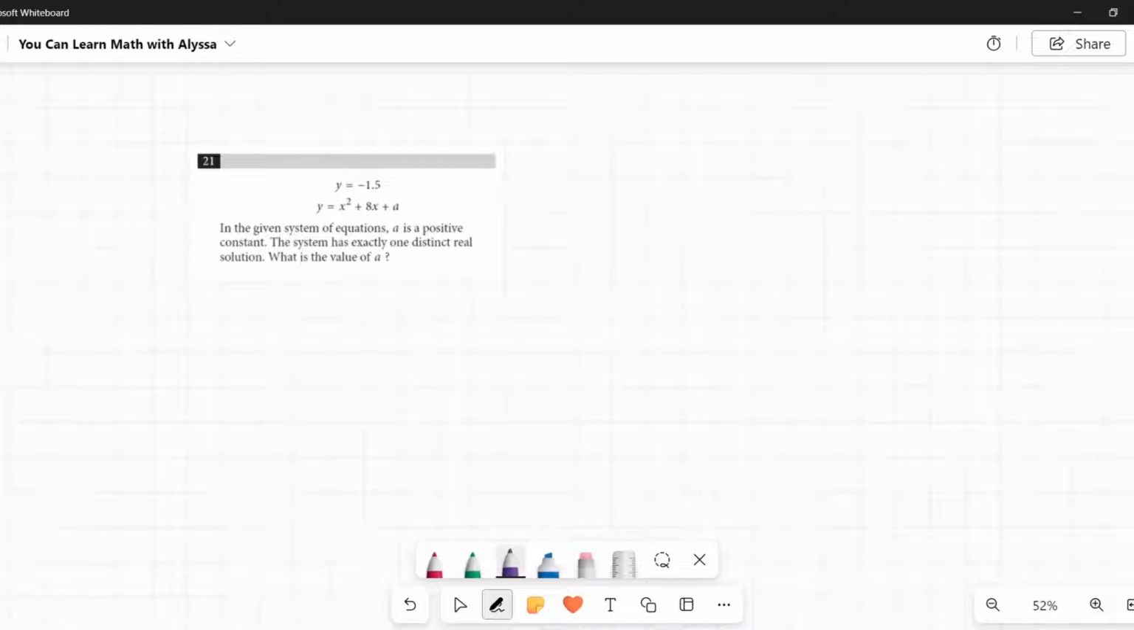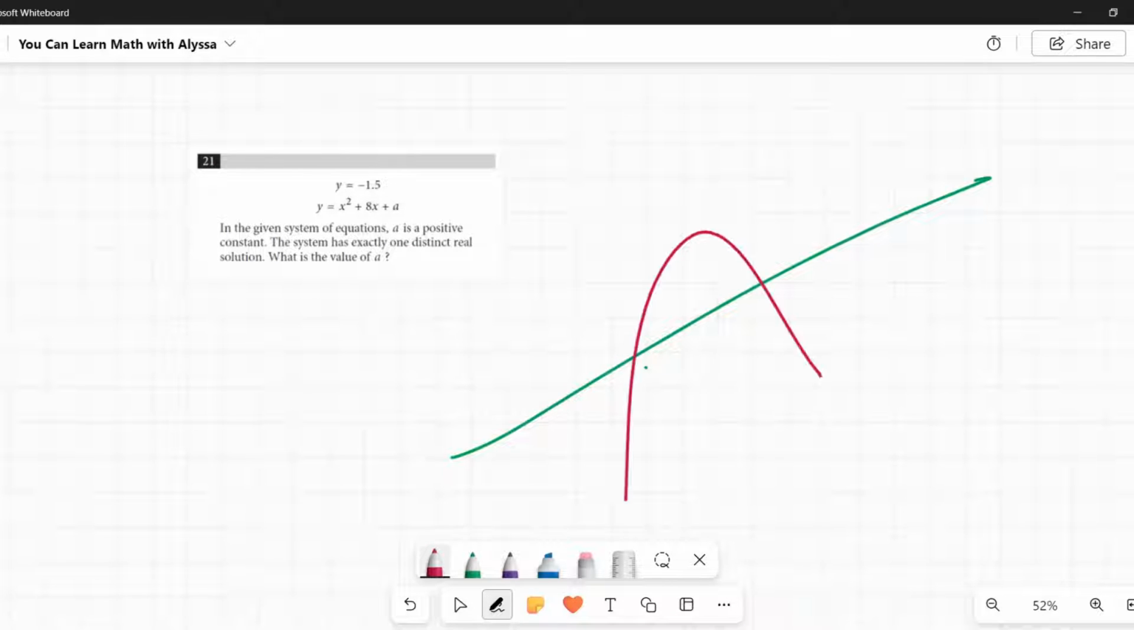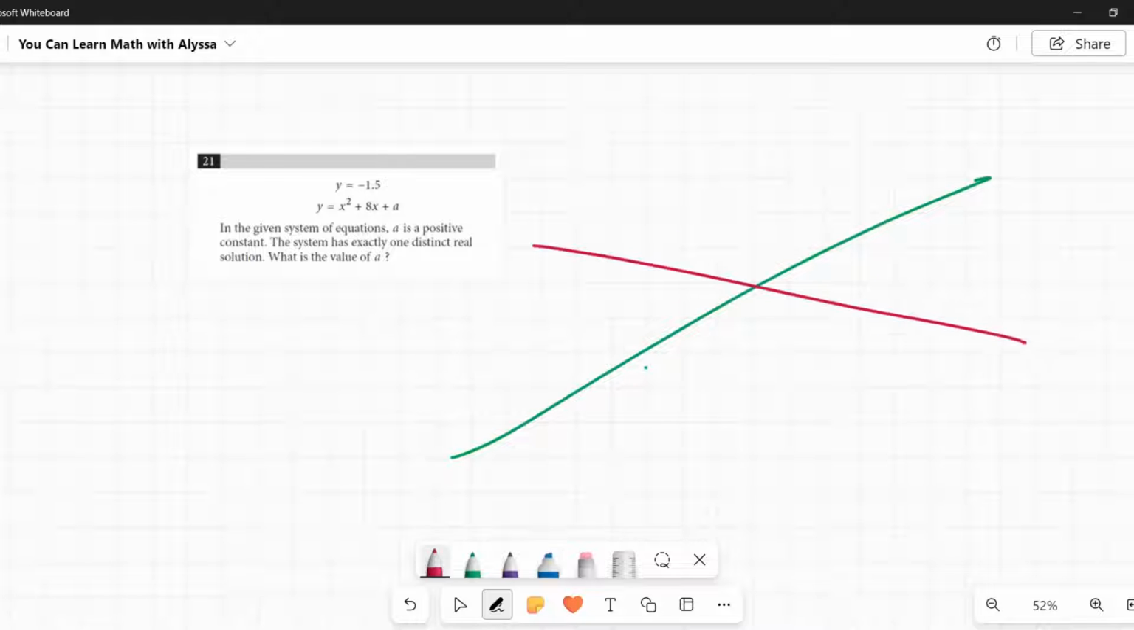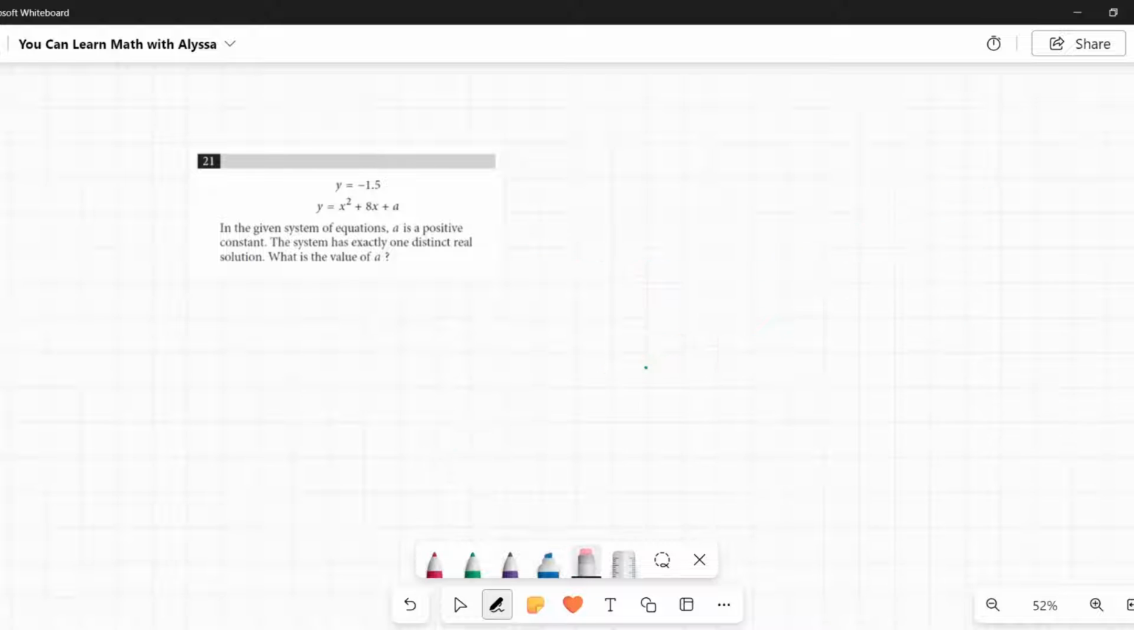When they were asking about a system of equations, the solution to a system of equations in graphing terms is where these two things meet. Like, for example, it could be like this. These are the solutions to that system of equations in graphing terms. If you have two lines intersect at a point, that's one solution.